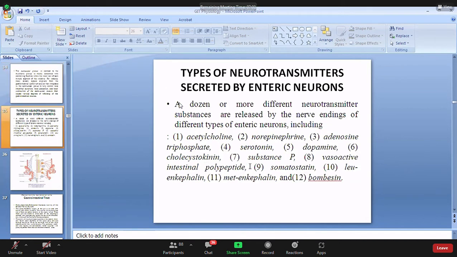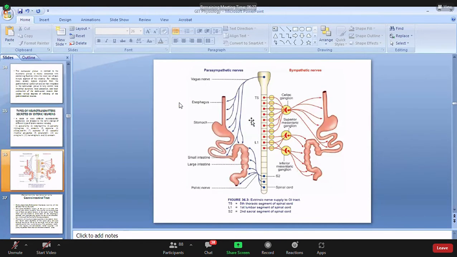And there are some neurotransmitters, okay, which are secreted from the enteric neurons. These neurotransmitters are acetylcholine, epinephrine, ATP, serotonin, dopamine, cholecystokinin, substance P, vasoactive intestinal polypeptide, somatostatin, leu-enkephalin, met-enkephalin, and bombesin. These are the chemical substances which are secreted by the nerve endings of the gastrointestinal mucosa. ঠিক আছে? Neurotransmitters are the chemical substances which are secreted by the nerve ending. তাহলে এটুকু ক্লিয়ার হয়েছে তোমাদের?